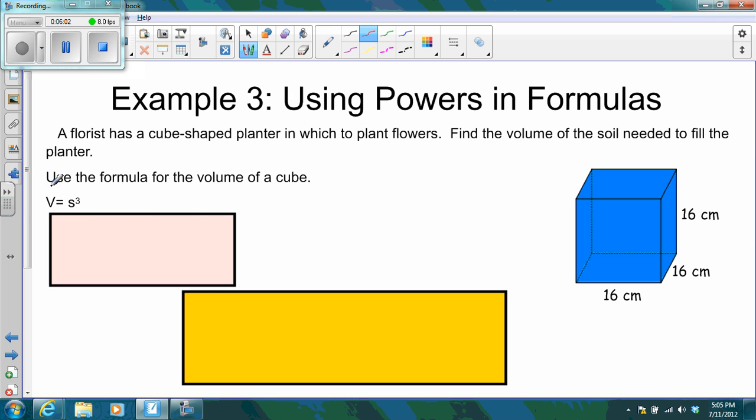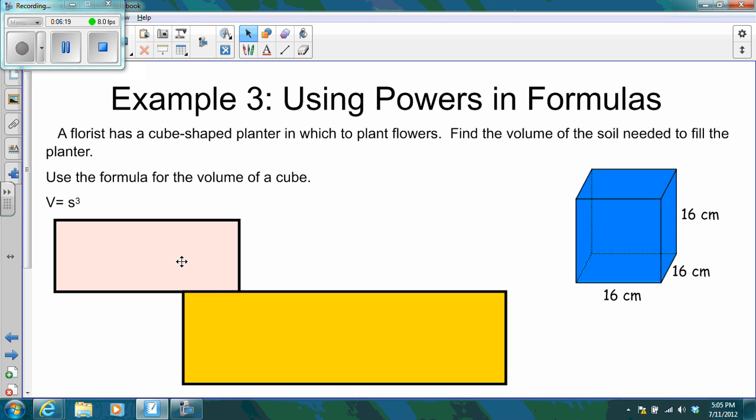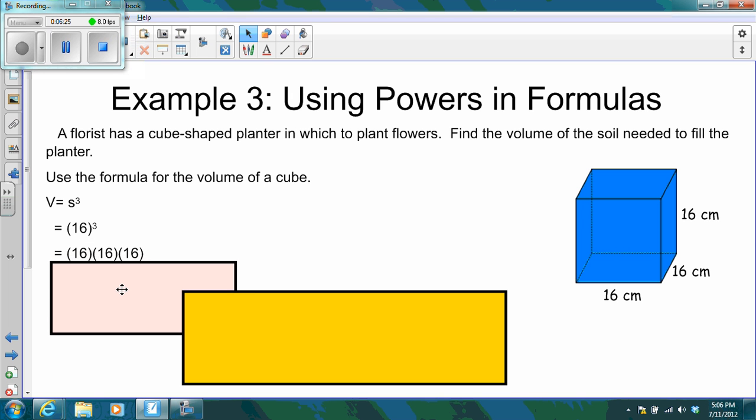So in this case, we're going to use the formula for a cube, and since there's 3 sides, since we have this area at the bottom times the height, and they're all the same, volume is equal to the side length cubed. In the first step, remember, we're going to substitute for the variable, so we're going to substitute for s. So we get 16 to the 3rd. We can then write it out as 16 times 16 times 16, and then get our answer.